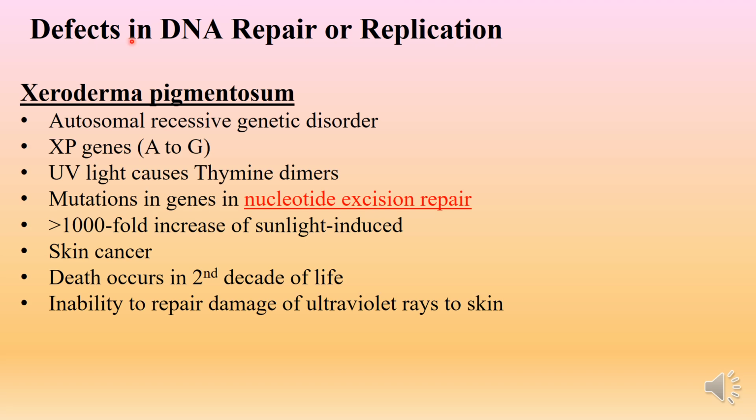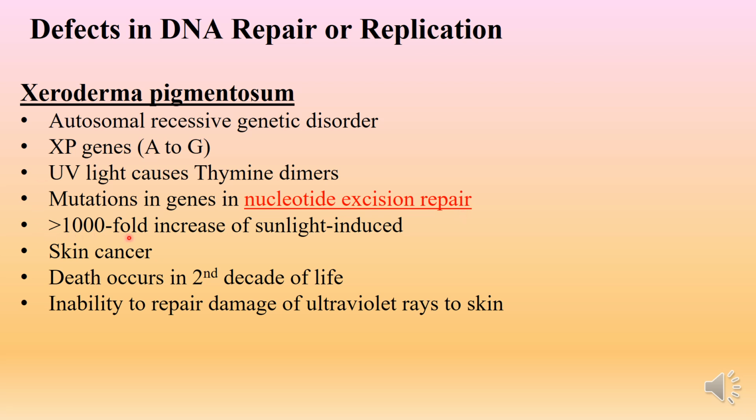So the defects that are caused due to DNA repair or replication include Xeroderma pigmentosum. Now, Xeroderma pigmentosum is an autosomal recessive genetic disorder. Here, the XP genes, that is A to G, are present, and the UV light causes the thymine dimers. The mutations in these XP genes in the nucleotide excision repair mechanism lead to Xeroderma pigmentosum.